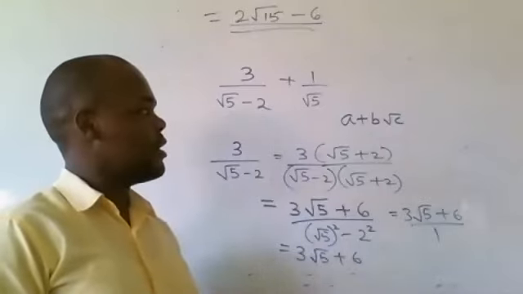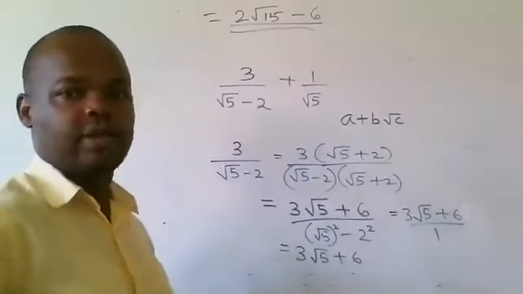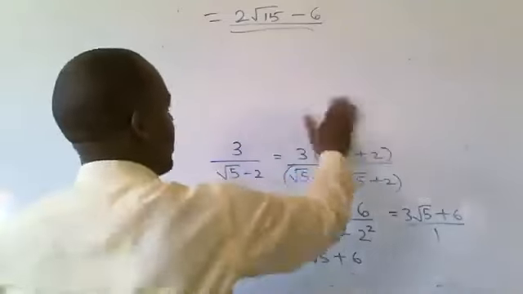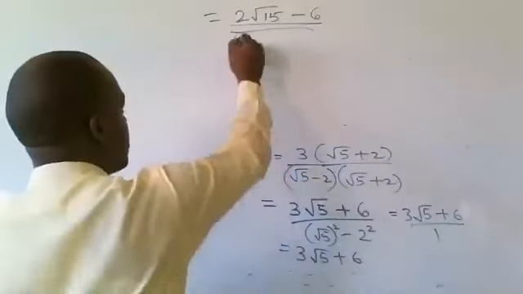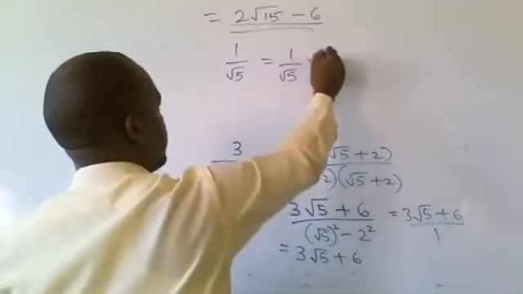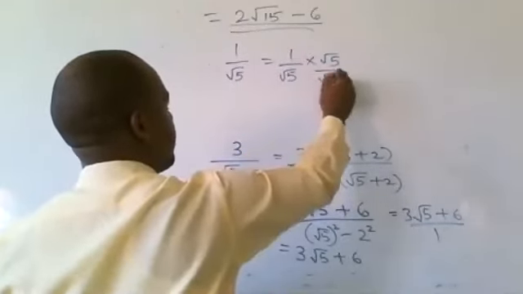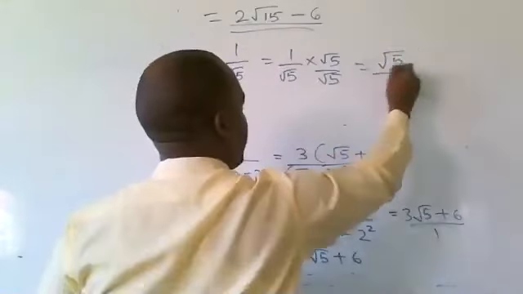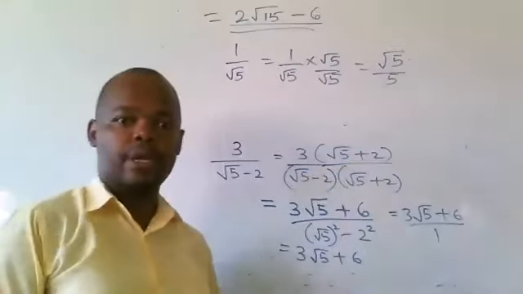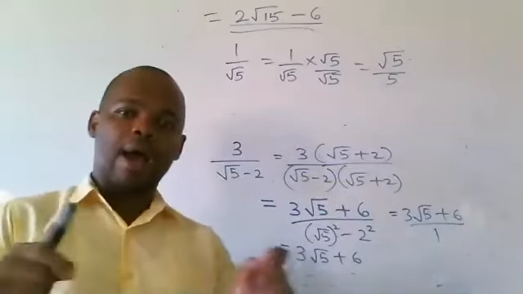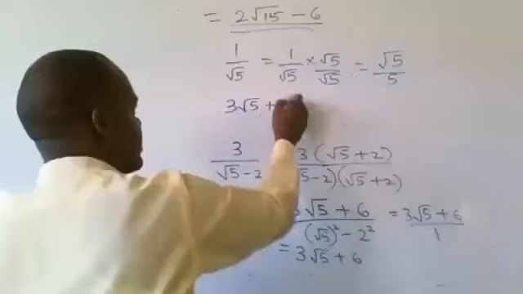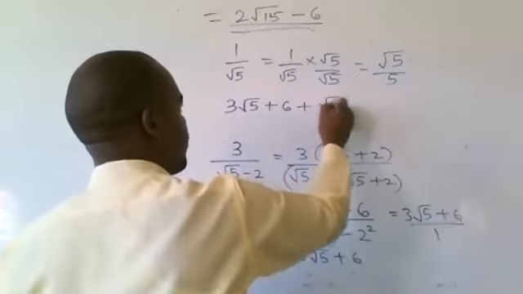And then we move to 1 over square root of 5. You take 1 over square root of 5, you multiply by square root of 5 over square root of 5, which is square root of 5 over 5. Remember, there is no such a surd in the denominator. So from there, we add the two. We take 3 square root of 5 plus 6 plus square root of 5 over 5.